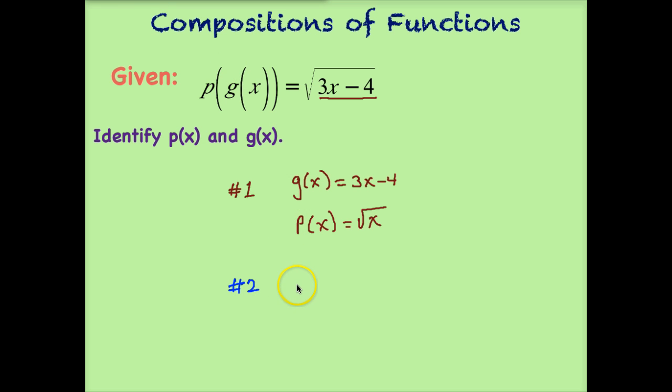If you want to challenge yourself, pause the video and think of another combination of functions that could create this composed function. All right, well, let's think about it. What if g of x was something else? What if it was just 3x? Well, then what would p of x have to be in order for this to work? Well, we know there has to be a radical, and we know there has to be the minus 4. So what if we had radical x minus 4? That would work, because we would plug in the 3x in place of the x, and we would still end up with the same function. So remember, if you want to challenge yourself, think about how to do this in multiple ways.